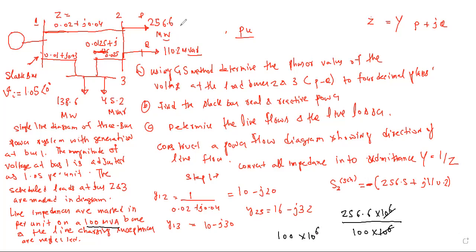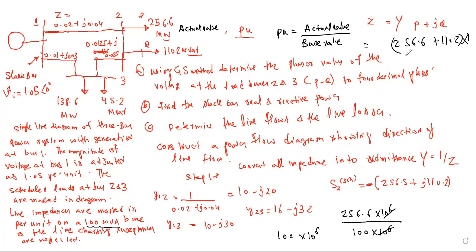This is the actual value, but to express it in per unit, we need to divide the actual value by the base value. So your actual value is 256.6 plus j110.2, into 10 power 6, divided by 100 into 10 power 6. This 10 power 6 cancels, because this is also given in MVAR, and MVAR is nothing but 10 power 6 into VAR. Megawatts is also nothing but 10 power 6 into watts.